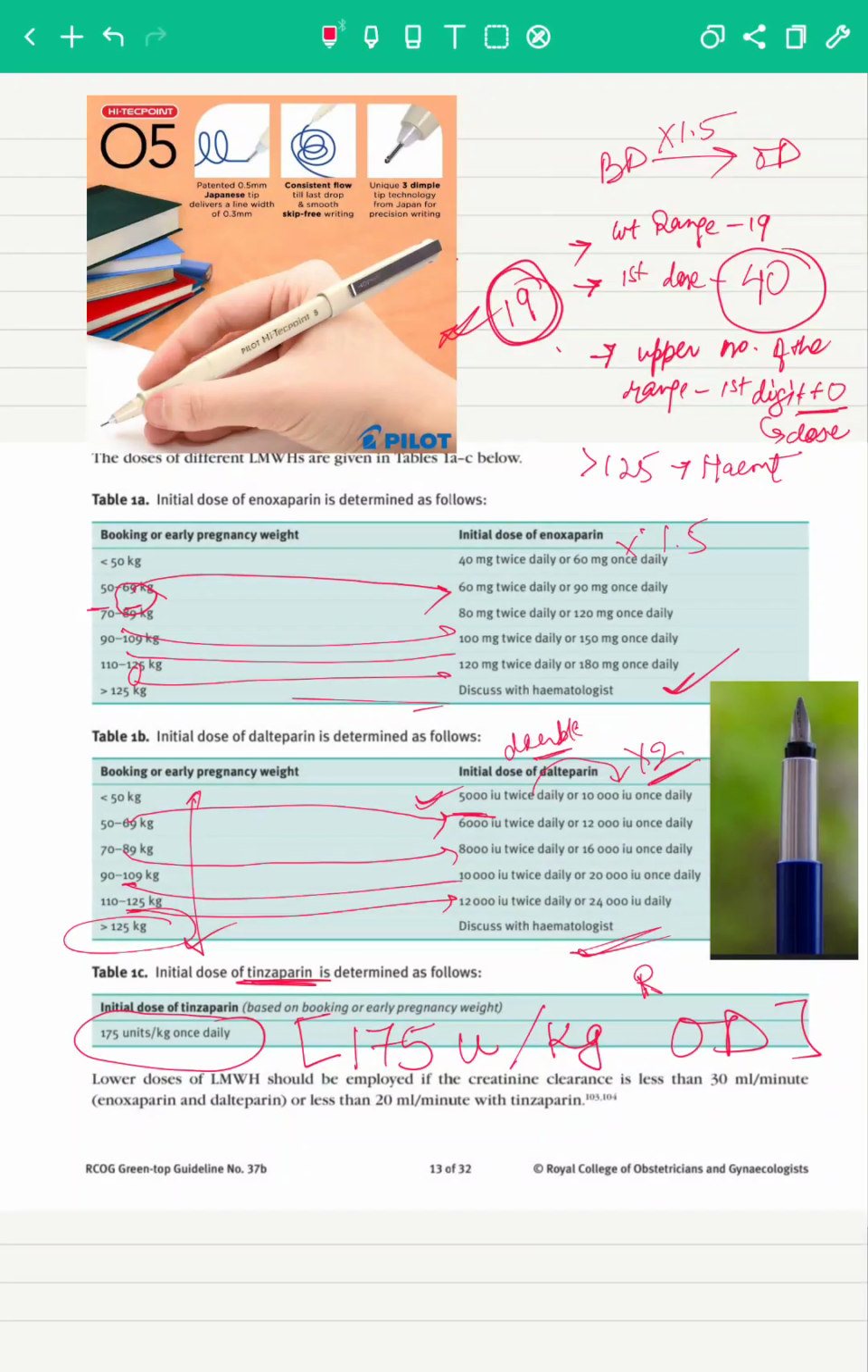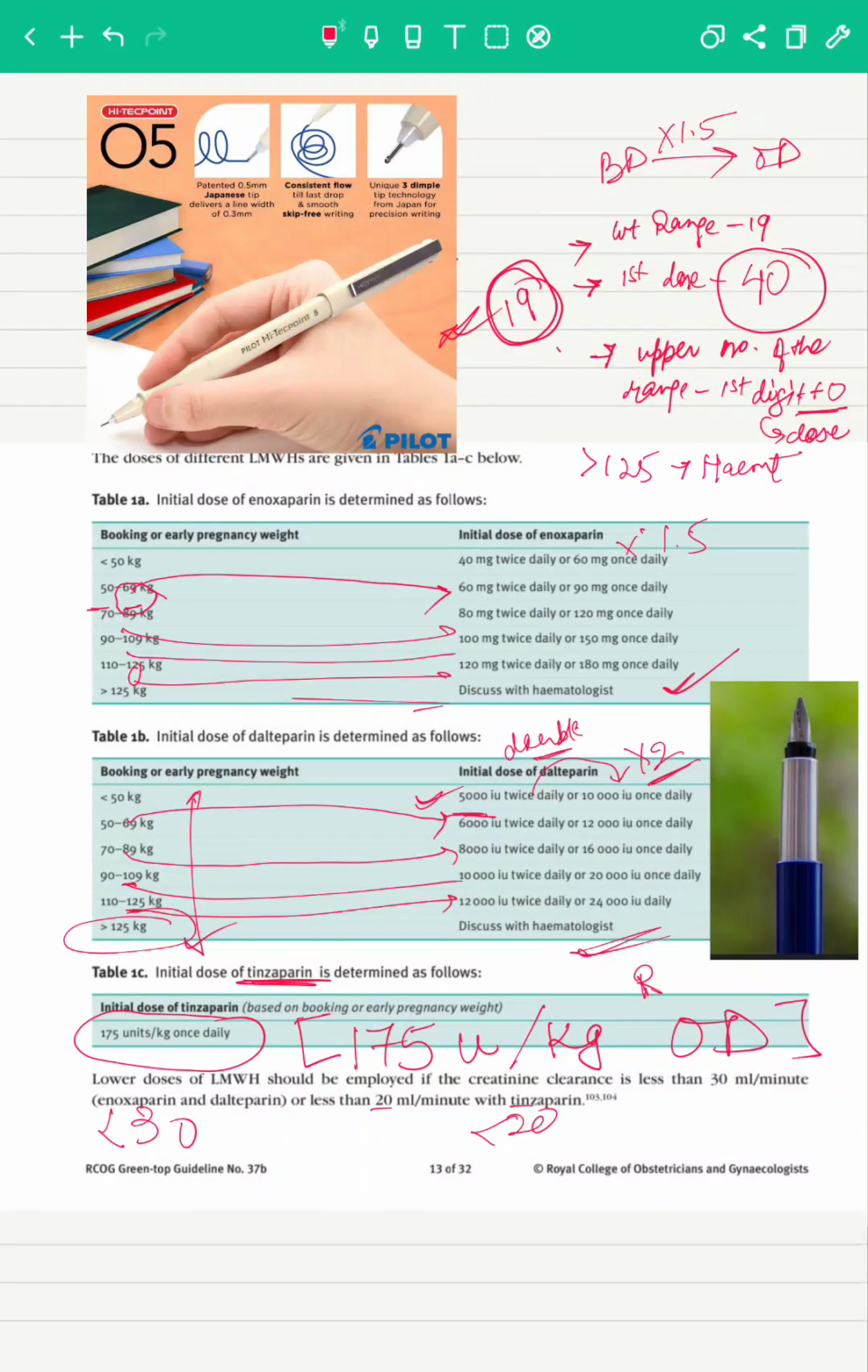So it is very, very easy, and we all know the creatinine clearance adjustment for enoxaparin and dalteparin. It was 30. Creatinine clearance was less than 30, and for tinzaparin it was less than 20. So we know this from the previous video. 175 is the dose for tinzaparin units per kg, and it was 75 units per kg when we used to be talking for thromboprophylaxis.